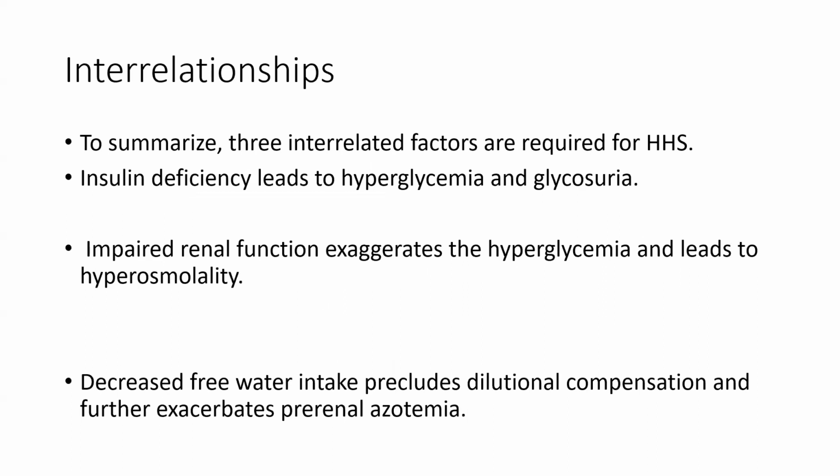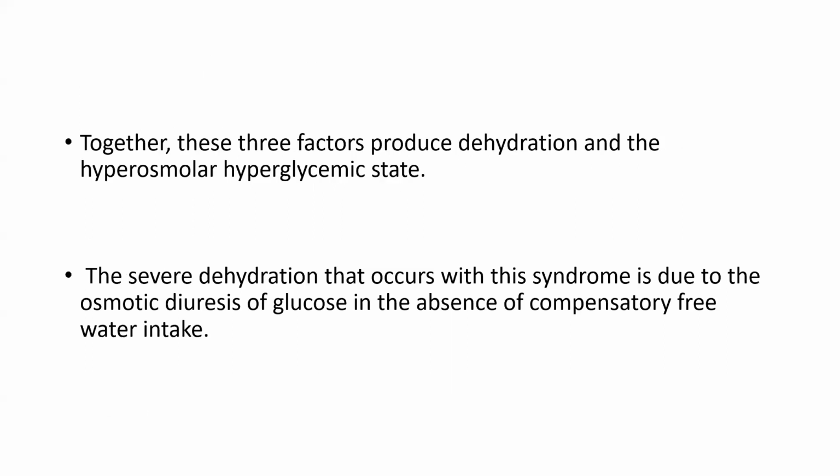Now, to summarize, three interrelated factors are required for HHS. Insulin deficiency leads to hyperglycemia and glycosuria. Impaired renal function exaggerates hyperglycemia and leads to hyperosmolarity. And decreased free water intake precludes the dilutional compensation and further exacerbates prerenal azotemia. Together, these three factors produce the dehydration in the hyperosmolar hyperglycemic state.